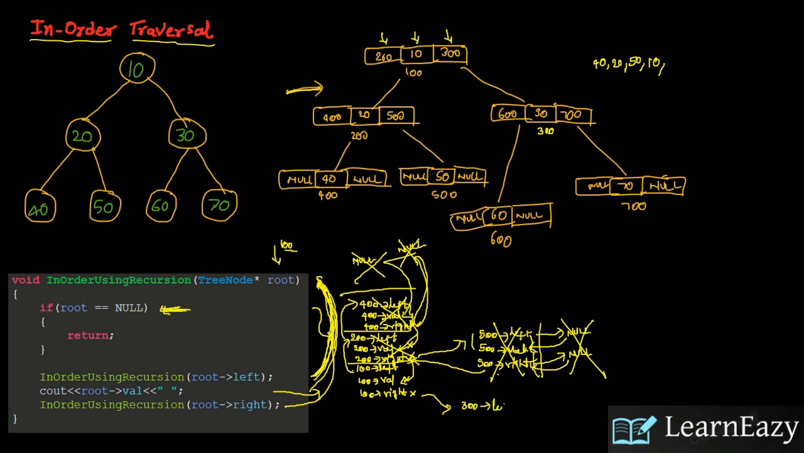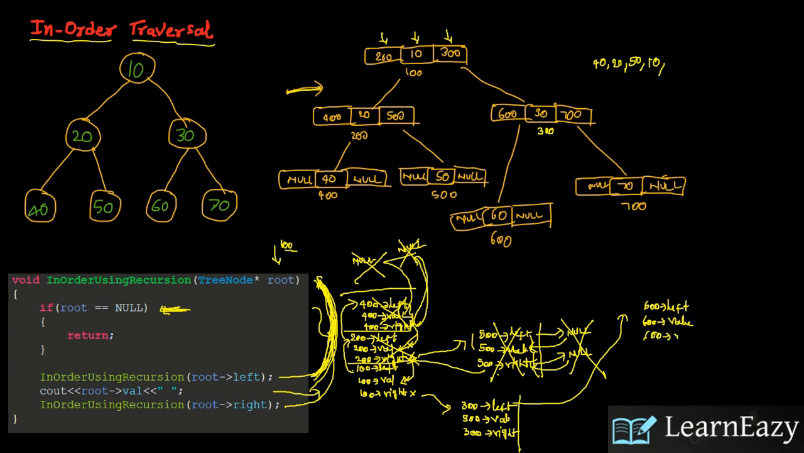300 left, 300 value, 300 right. Again 300 left. 300 left means we need to pass it to this same function. 300 left is nothing but 600. 600 left, 600 value, 600 right.